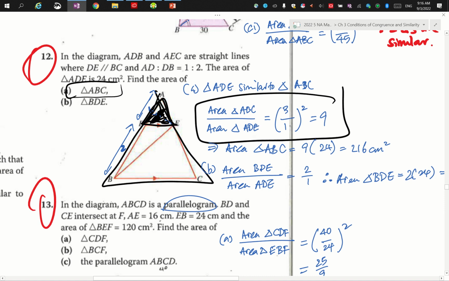So I checked already. Typically this is 1 mark. 1 mark question only. You do not need to prove. However, you are encouraged to state which two triangles are similar. Just need to state, no need to prove. Okay? However, if this particular question is a 3 mark question, then you better prove.